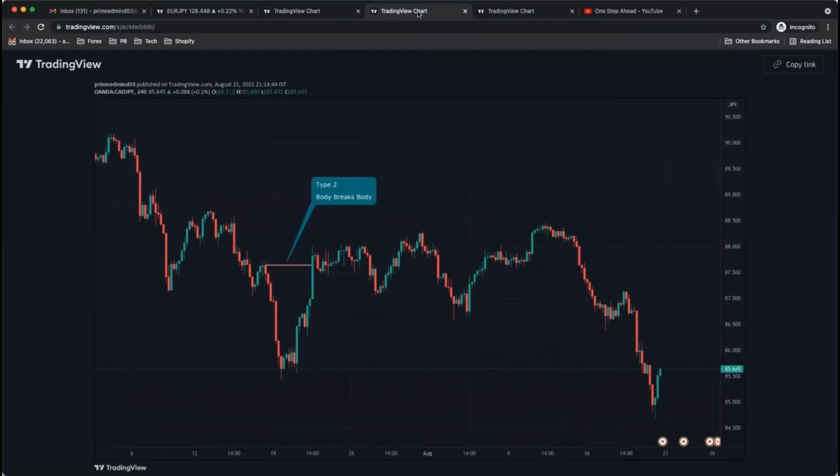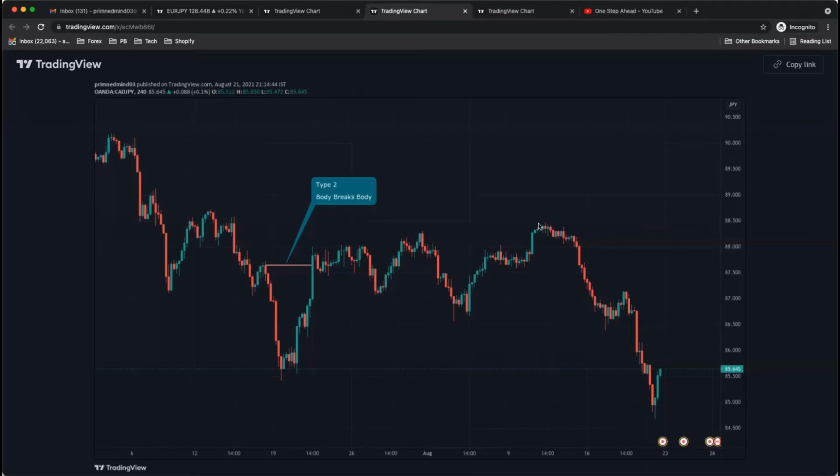Type 2 is body breaks body. The candle body is broken by a candle body. We will not consider it a break of structure unless body breaks body. It works out as well and it's fairly good. I don't use it, but this is for educational purposes. You can use it if you want. Try it out, backtest it, and then you will get to know what I'm talking about. This is a break of structure, and this is a clear-cut order block here.